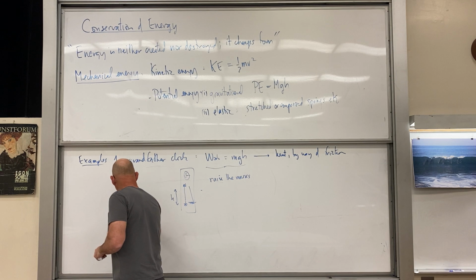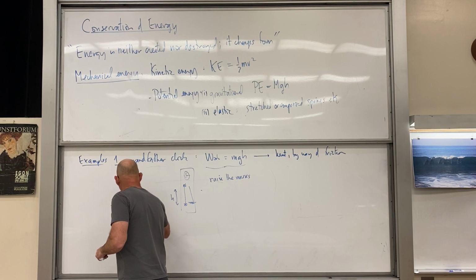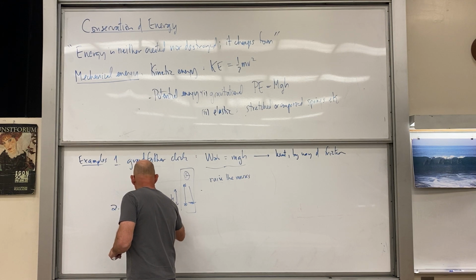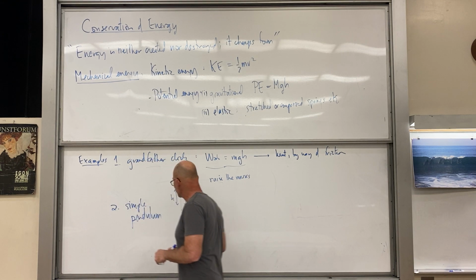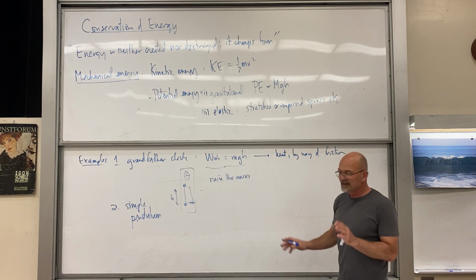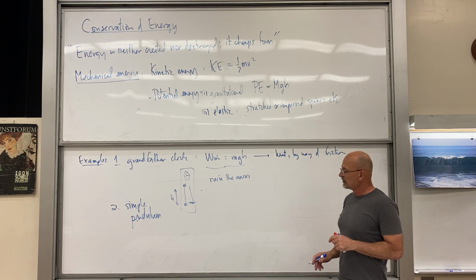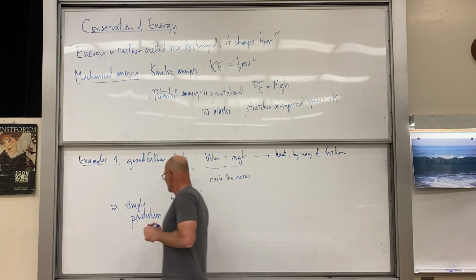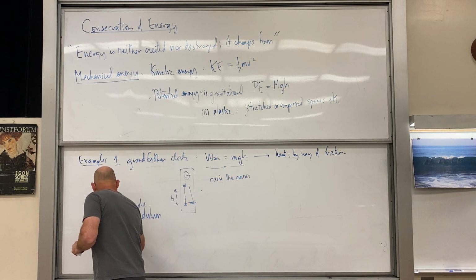The second example is of a simple pendulum. This is the one that really illustrates everything that we have to talk about here. We've talked about the simple pendulum before. Let's go ahead and talk about the simple ideal pendulum.